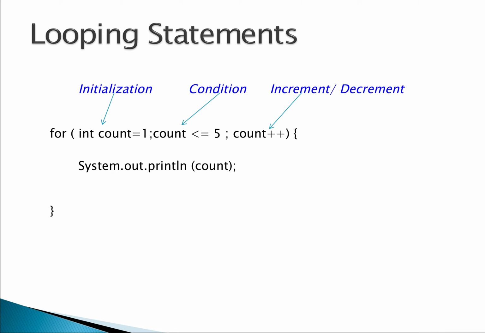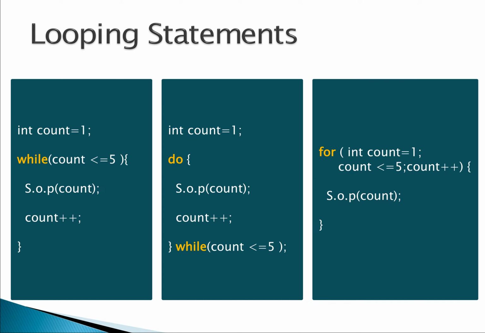Once it does the increment or decrement, it is going to check the condition and then execute the block if the condition is true. This will be done again and again. So first, initialization will be done only once, and then the condition check is done, and the block is executed. Then all the time it is going to do increment or decrement, check the condition, execute the block. If the condition is false, you are going to come out of the loop. So that is about the for loop.